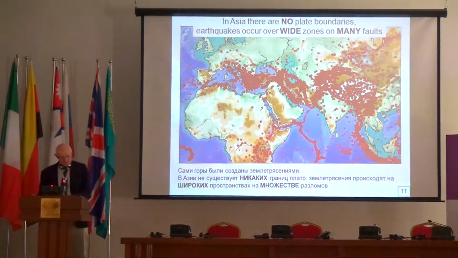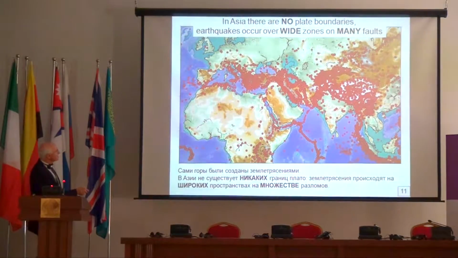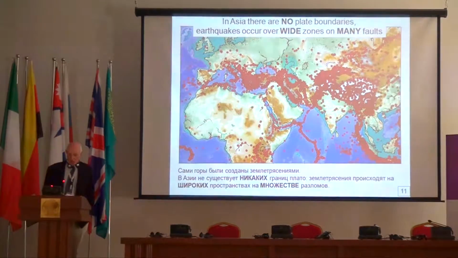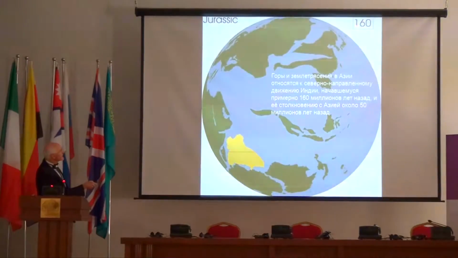Now, the reason we have so many earthquakes in this part of Asia is because of the movement between India and Asia over geological time. This is a map of the world 160 million years ago. At that time, India, which is yellow, was here. It was next to Africa and next to Antarctica and Australia.